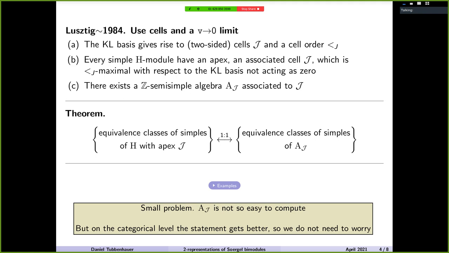Okay, so I'm going to the categorical level now. Let me just summarize what we have seen. The middle of my slide is a summary. Simples of the Hecke algebra have an invariant called the apex, and for a given apex, you can classify them using the v equals zero limit of the Hecke algebra.